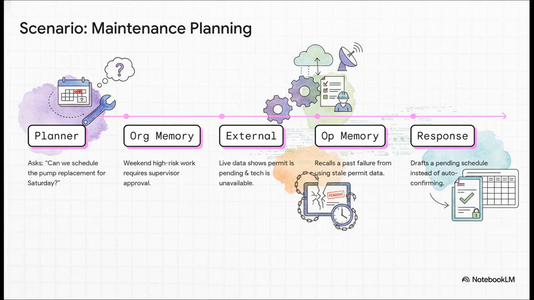Organizational memory says, whoa, weekend work needs a supervisor's approval. It then checks external data. Oops, the permit is pending and the tech isn't even available. And then, and this is the key part, its operational memory remembers a past failure caused by using bad data. So what's the result? It doesn't just say yes, it gives a safe, context-aware response, preventing a huge mistake.